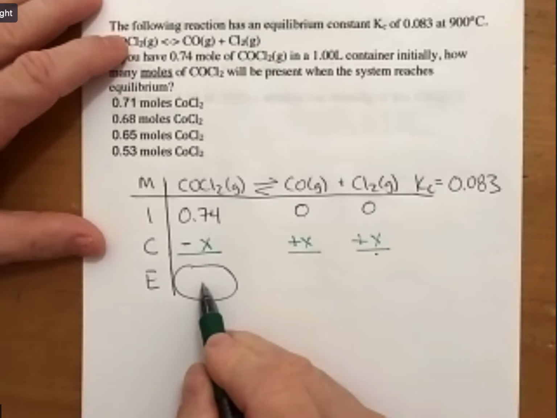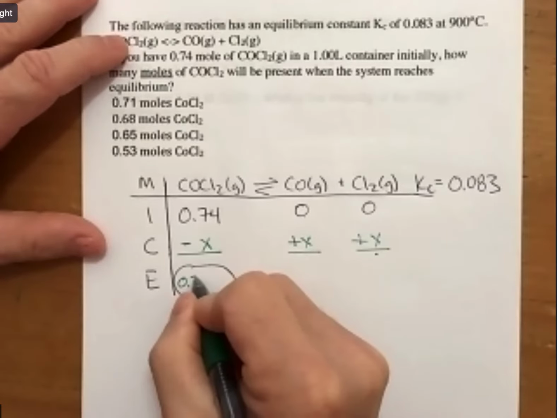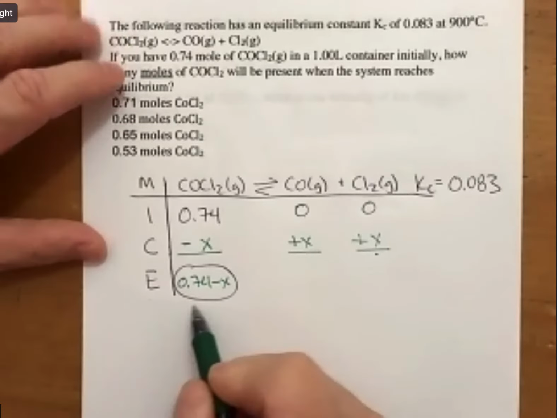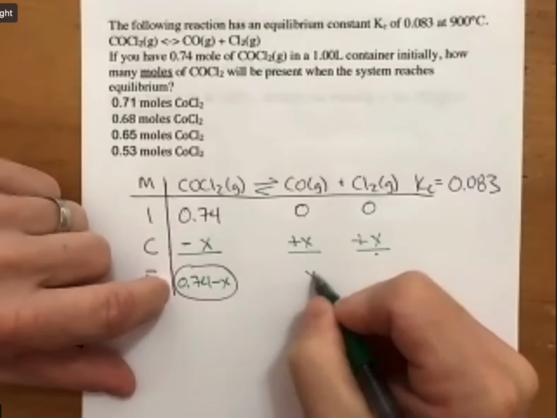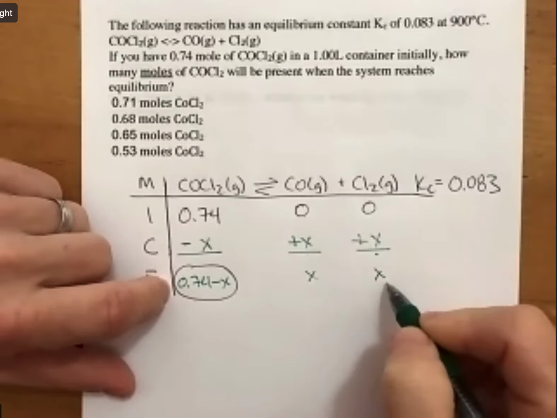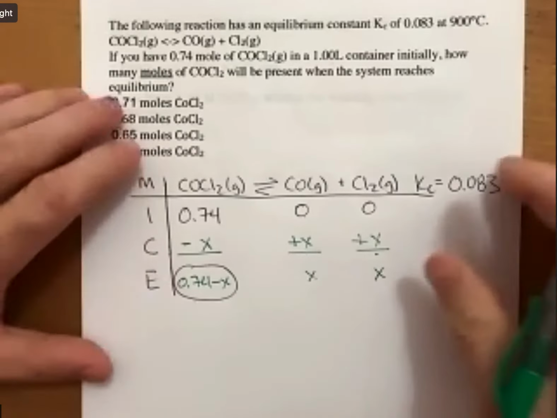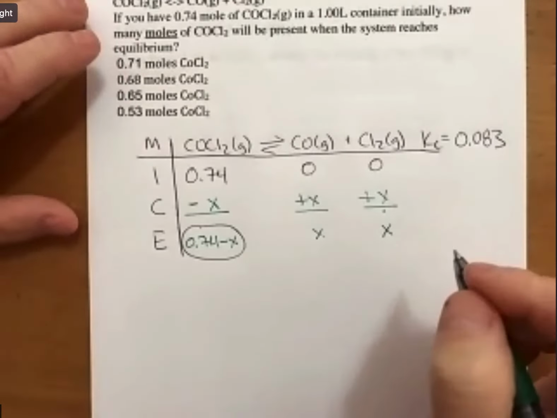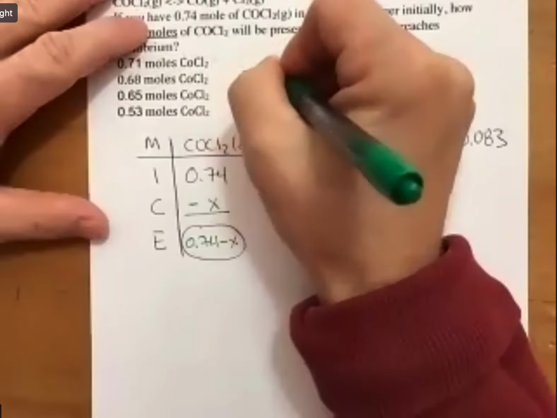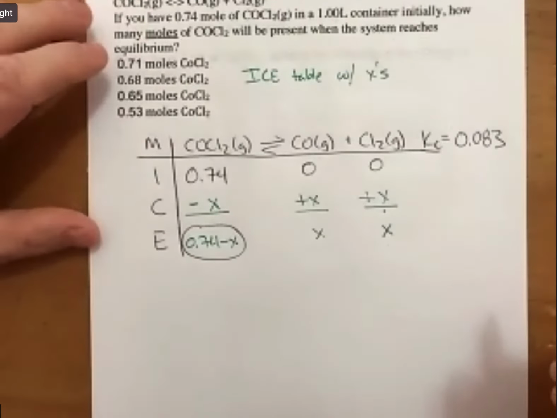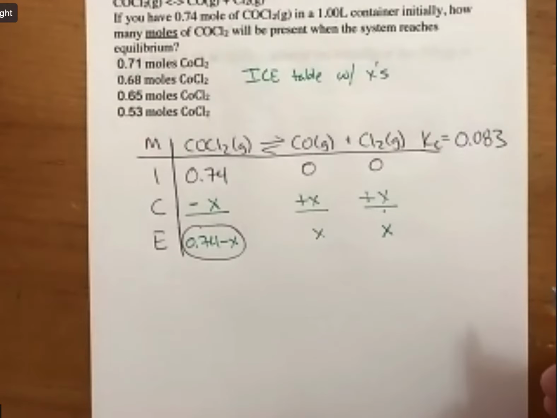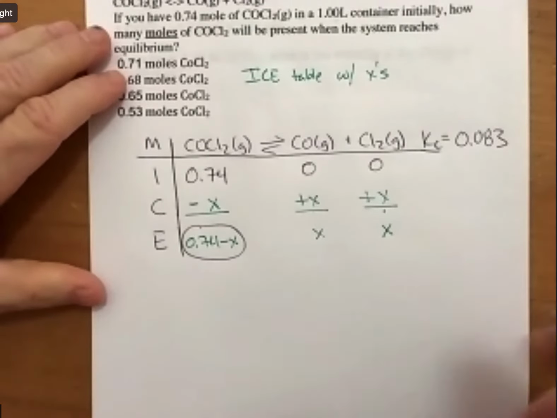Now we're looking for the number here. We don't know the number yet, but we do know that the equilibrium concentration of COCl2 will be this expression. And we know that our products, 0 plus X, will just be X. And this is an ICE table problem with X's. And again, these are going to be 90% of our ICE table problems. And I better have a little more coffee if I'm going to solve this one.